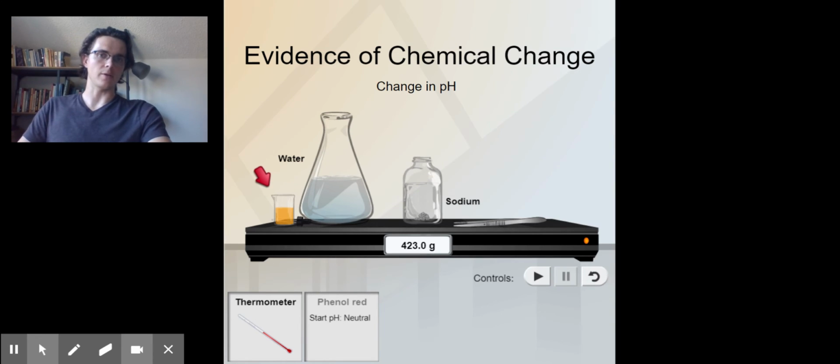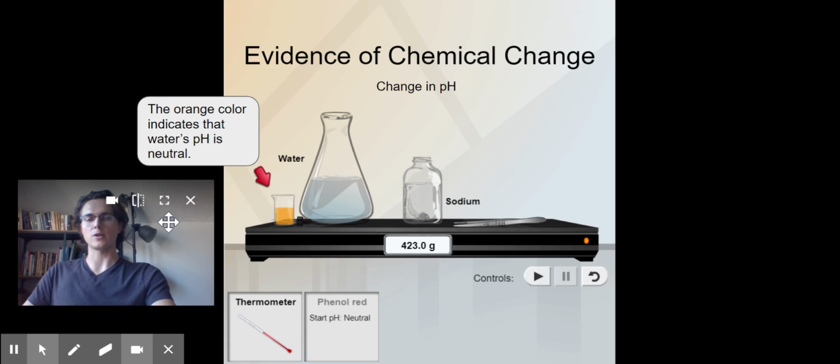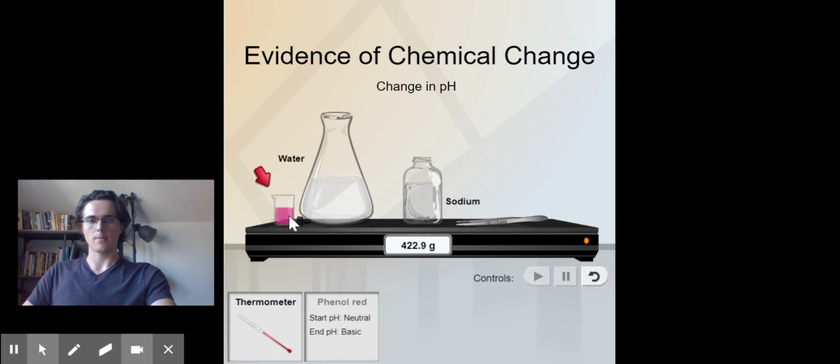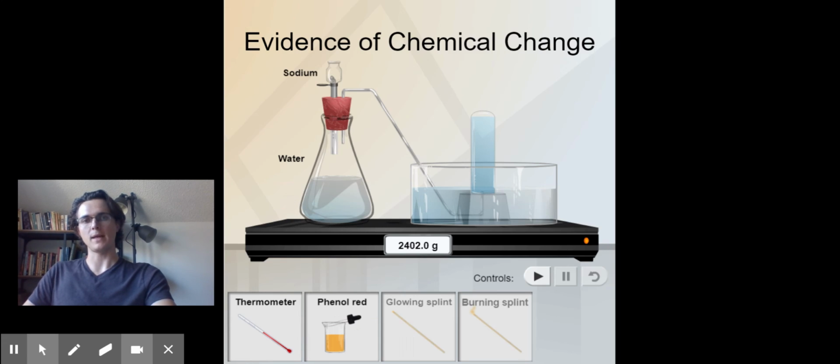Okay, the second type of change that we can measure is a change in pH. So when you start this reaction, this orange color in the phenol red solution indicates that the water's pH is neutral. And then after the reaction has occurred, you redo the phenol red test, and pink color indicates that pH has changed to basic. Basic is the opposite of acidic.